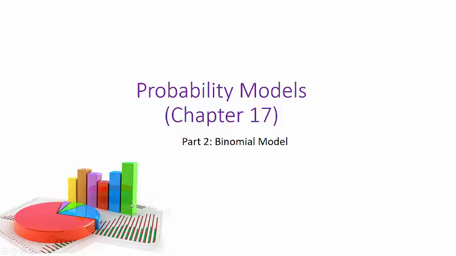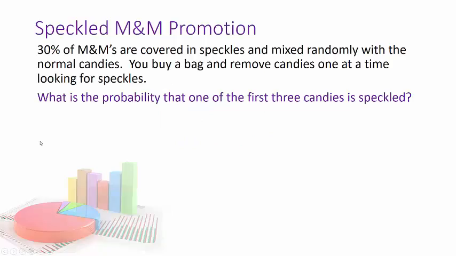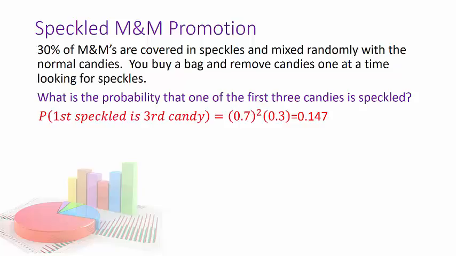Now we're going to take a look at the binomial model, which is actually very similar. It's taking the geometric model another step. So if we're going to go ahead and have that speckled M&M's promotion, what is the probability that one of the first three candies is speckled? Well, your instinct probably is to say, okay, the first two candies are not speckled, but the third one is. So if you did that, you multiplied it out, you get 0.147 as the probability.